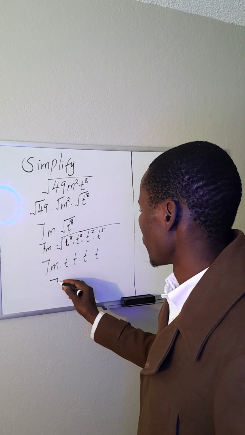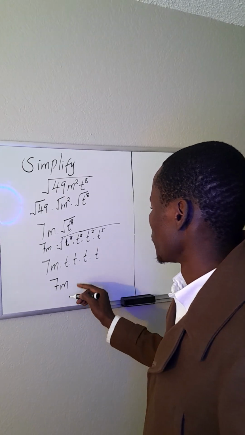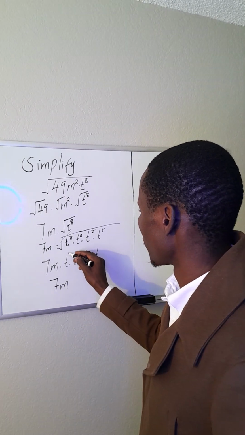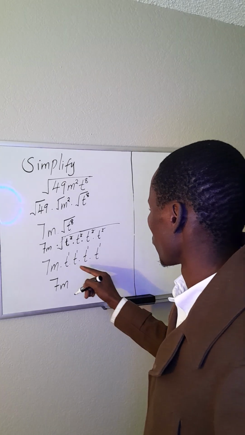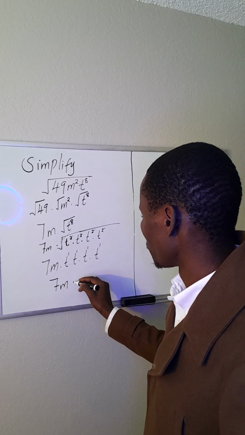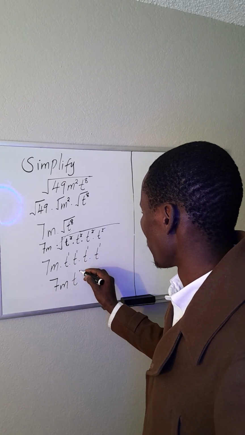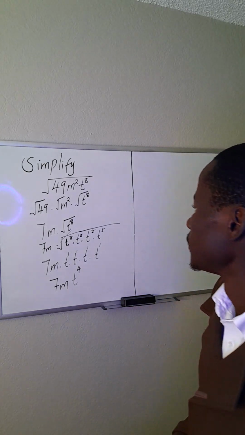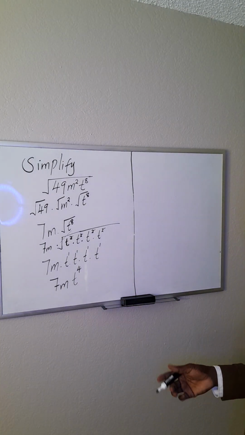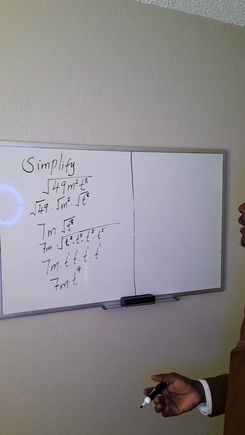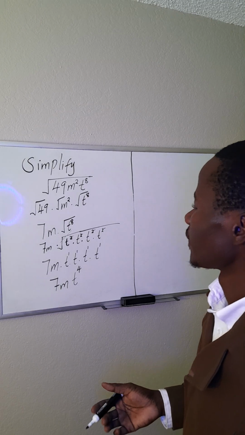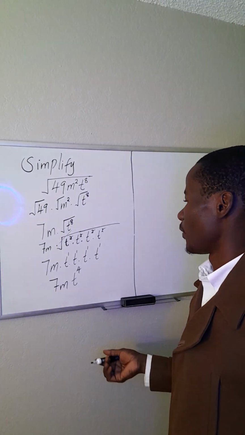What do we get now? 7m, because we are multiplying, and then this is 1, 1, 1, 1. So what do we get here? We will get t raised to the power of 4. You see? So what is happening? We are simply using the laws of indices, or the exponential rules, to find this.